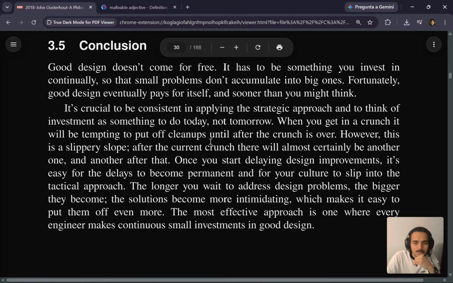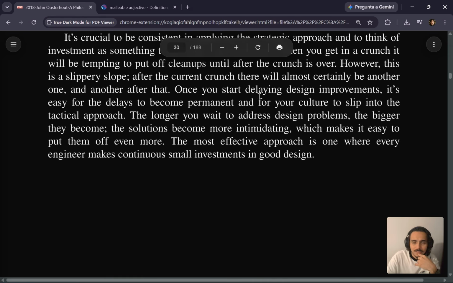It's crucial to be consistent in applying the strategic approach and to think of investment as something to do today, not tomorrow. When you get in a crunch, it will be tempting to put off cleanups until after the crunch is over. However, this is a slippery slope. After the current crunch, there will almost certainly be another one, and another after that. Once you start delaying design improvement, it's easy for the delays to become permanent and for your culture to slip into the tactical approach. The longer you wait to address design problems, the bigger they become. The solutions become more intimidating, which makes it easy to put them off even more.